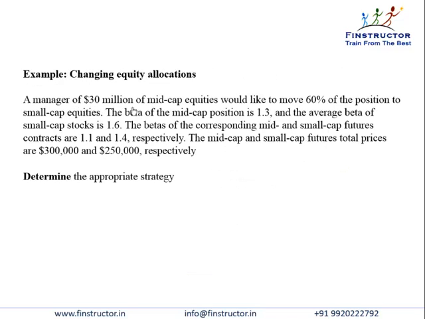A manager of 30 million of mid-cap equities would like to move 60% of the position to small-cap equities. The beta of the mid-cap position is 1.3 and the average beta of small-cap stocks is 1.6. The betas of the corresponding mid and small-cap futures contracts are 1.1 and 1.4 respectively. The mid-cap and small-cap futures total prices are 0.3 million and 0.25 million respectively. Determine the appropriate strategy.